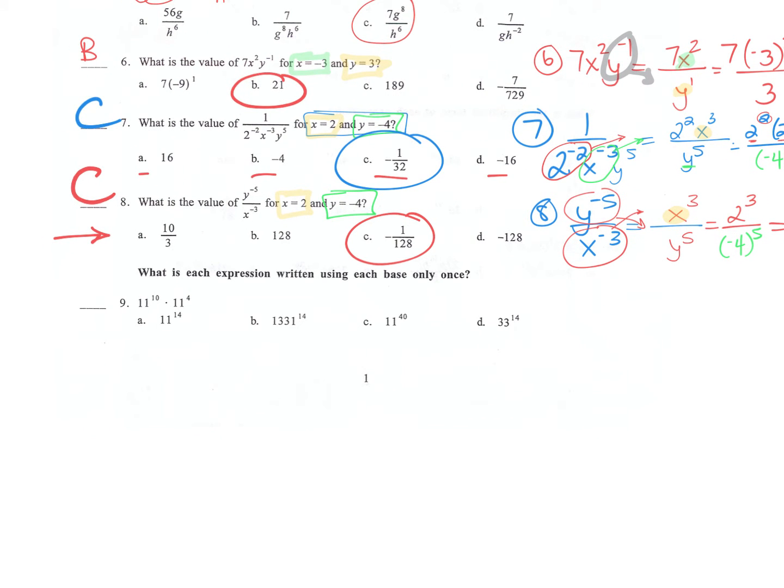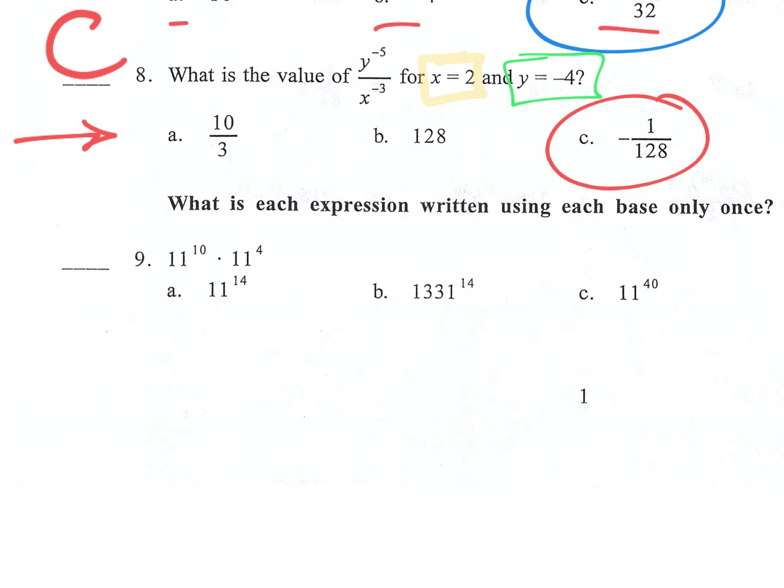When we take a look at number 9, I've got 11 to the 10 times 11 to the 4, same base, so all I'm going to do is add up my exponents. 11 to the 10 plus 4 gives me 11 to the 14. Answer choice A.